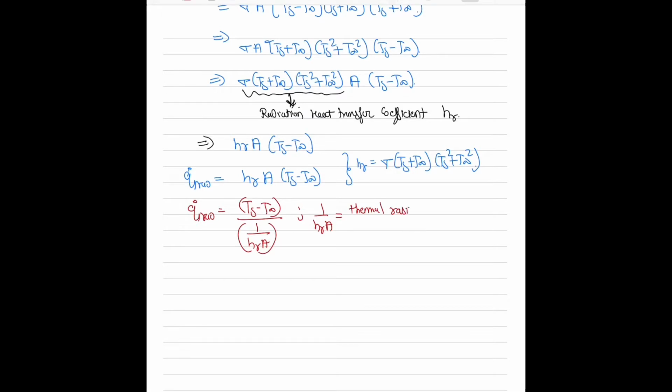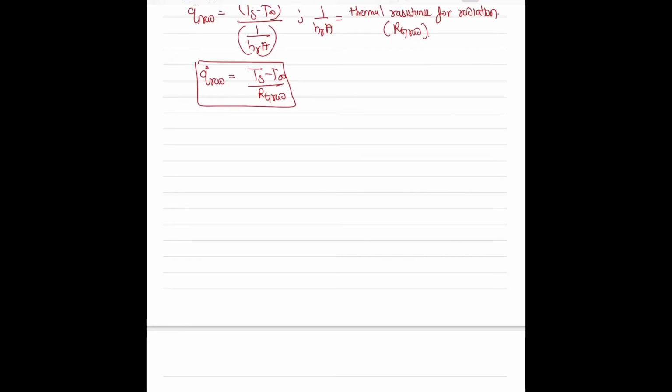Thermal resistance for radiation. Now let's find the heat transfer through the slab using thermal resistance. Heat transfer by thermal resistance.